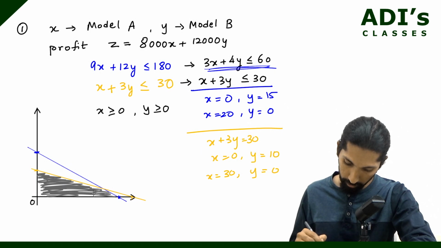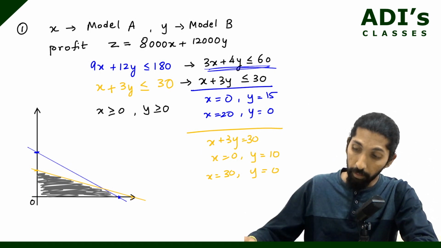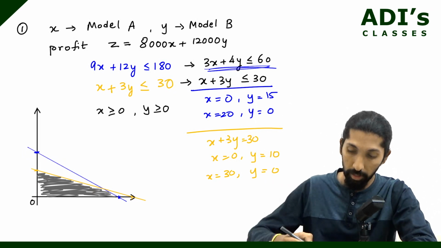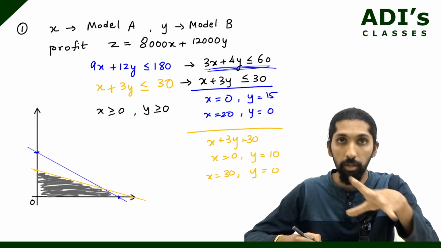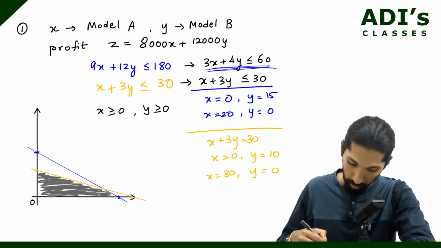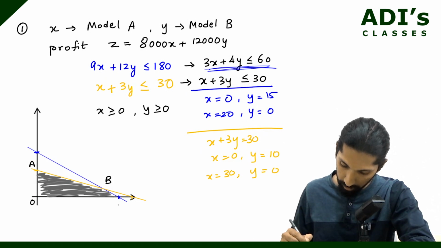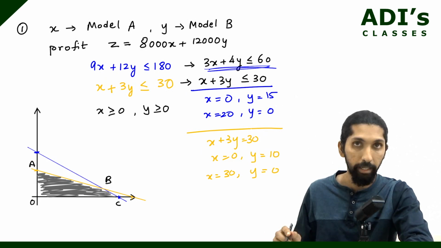See, this is the line. And this is the feasible region, isn't it? So since this is the feasible region, we need to find the corner points and get the area done. So what do we have now? This is point A, this is B, this is C, and this is O, correct?